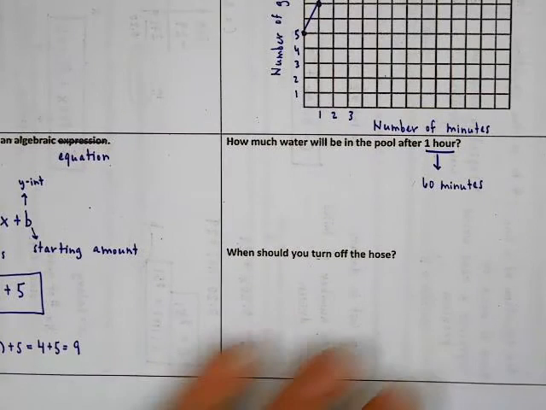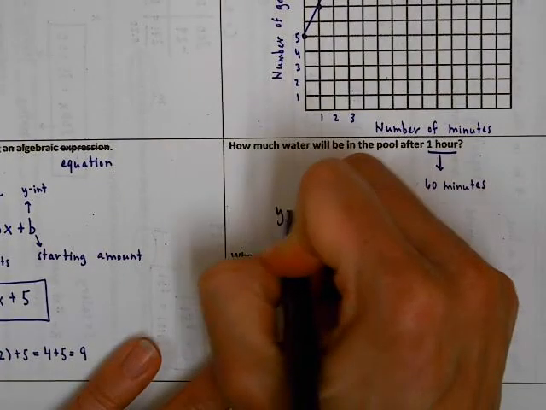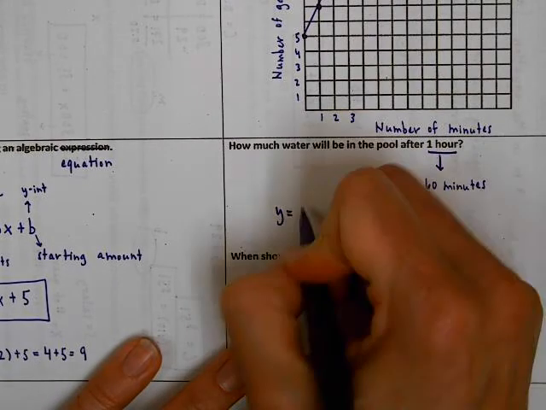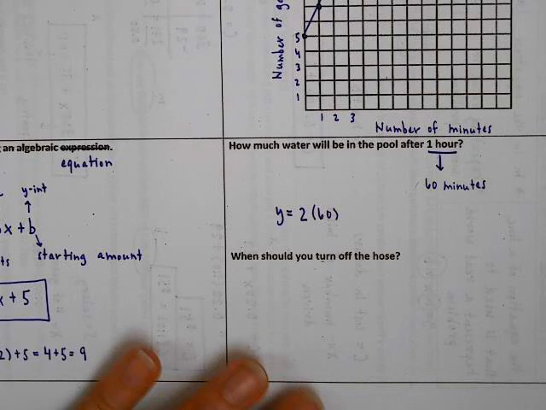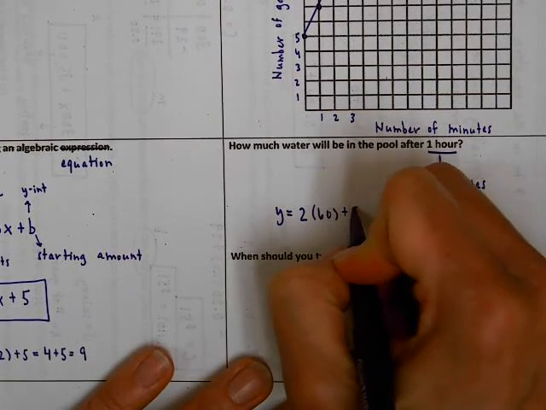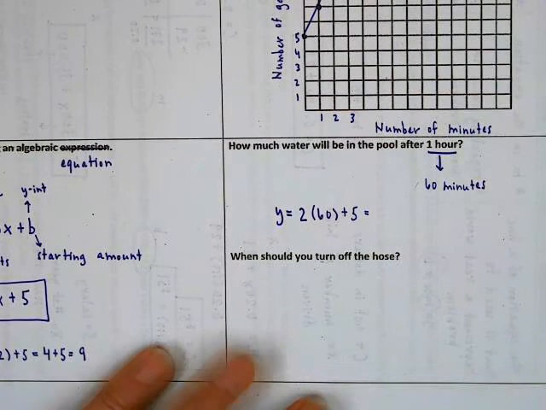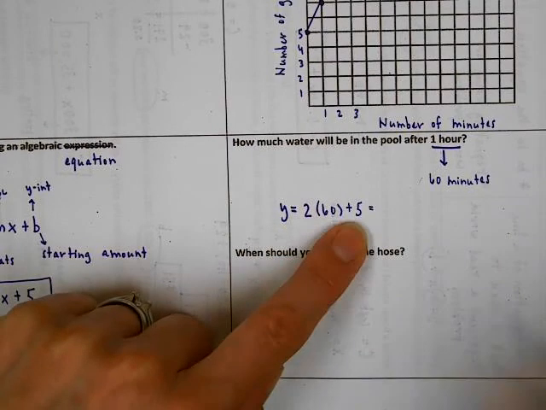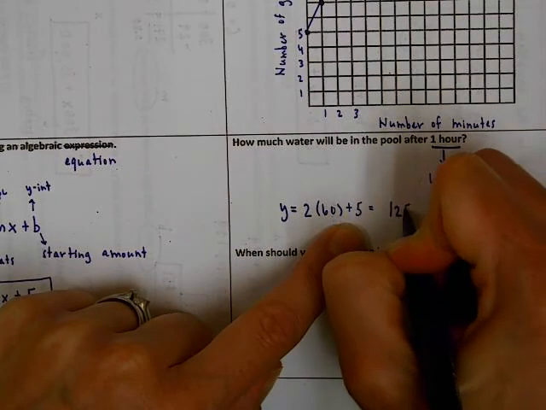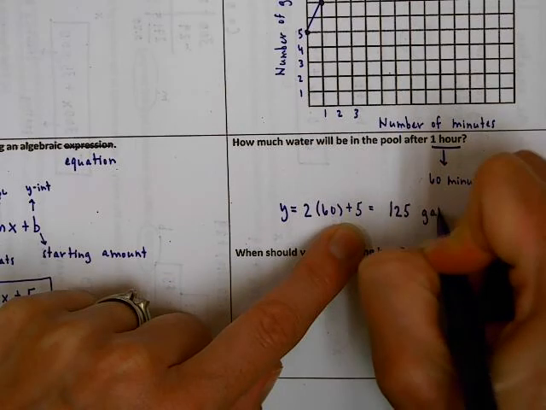And now I can use my equation. The number of gallons, y, is equal to 2 times the number of minutes, which is 60, plus 5. And if I use my calculator, I would get 2 times 60 is 120, plus 5, so I'd have 125 gallons.